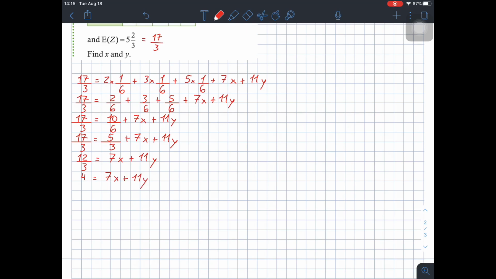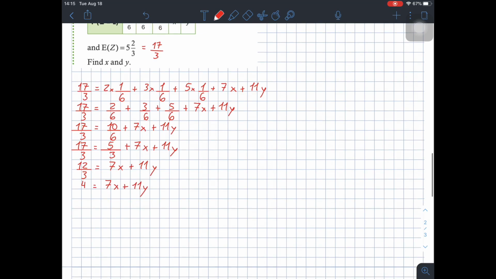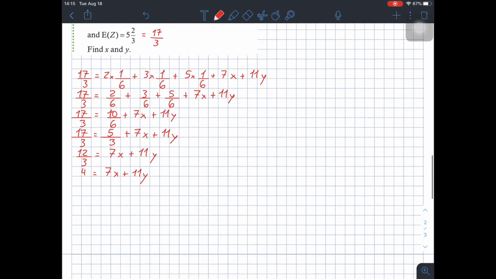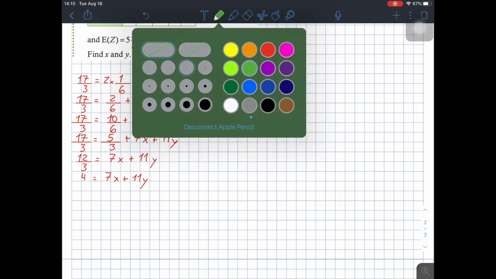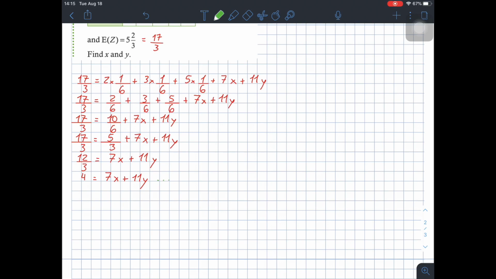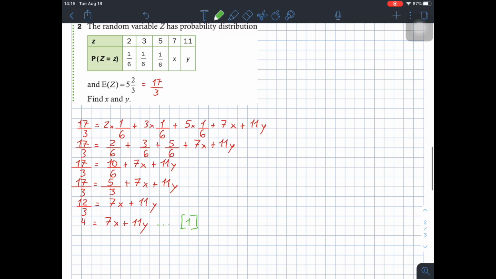Okay, so here we have our first equation, right? We have two variables here, x and y. So we cannot solve this yet. So I'm going to call this equation number 1. Okay, where can I take my second equation in order to solve this?